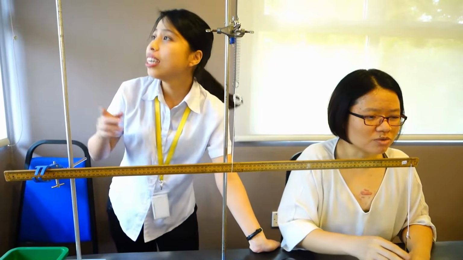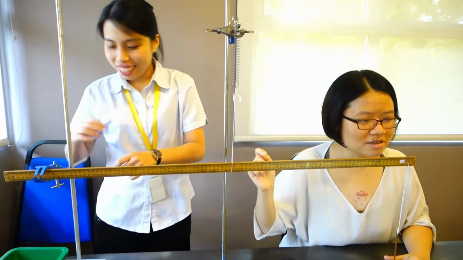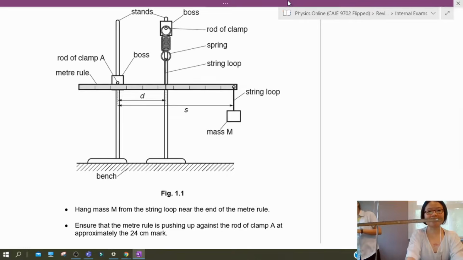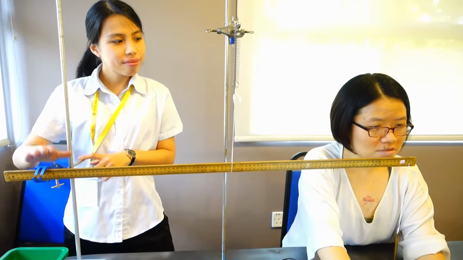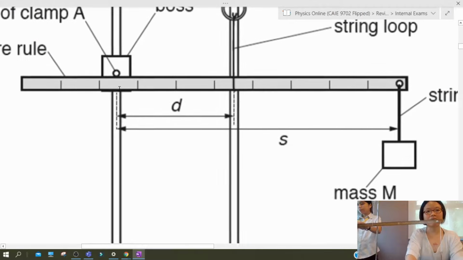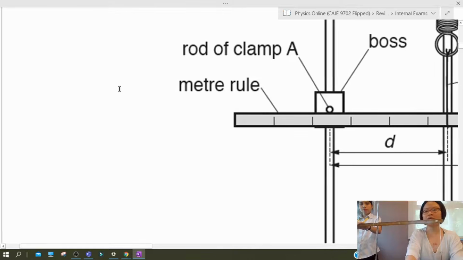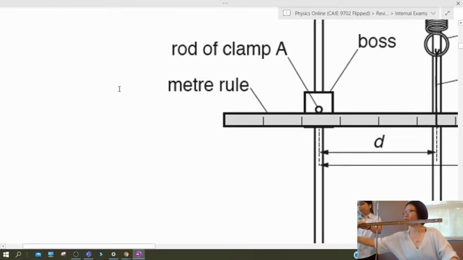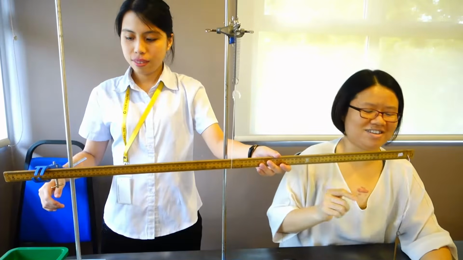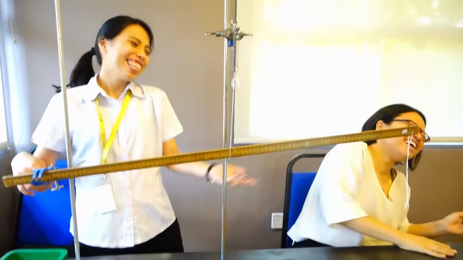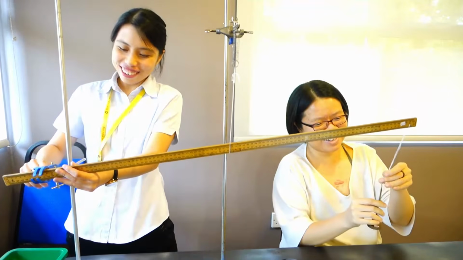Aiyo, this happened when you never read. This one. Rod of clamp A is the other retort stand. This one. Okay. Then but here have to clip meh? Is this a rod? Or the rod is the one at the back? Maybe like this, then how to? Cannot even. Okay, wrong liao.